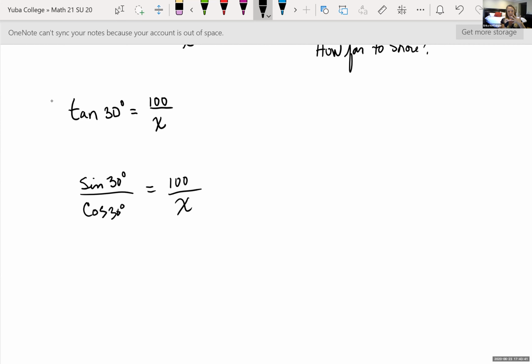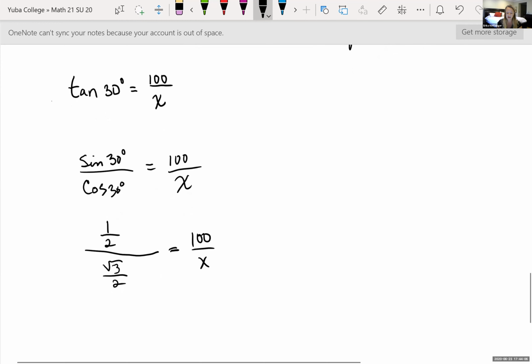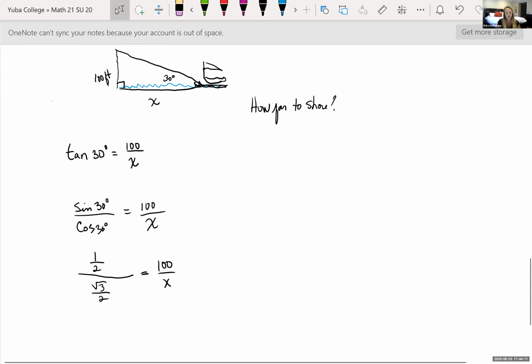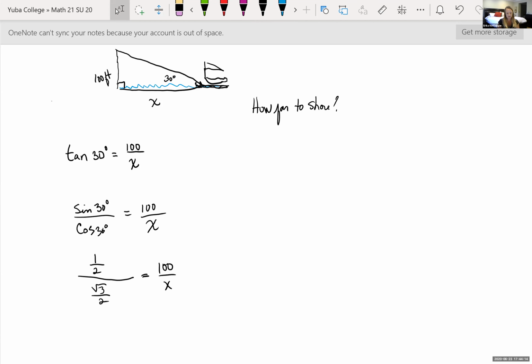Okay, so 30 degrees. Sine is below, that's 1. So this is root 1 over 2, which is 1/2, all divided by cosine of 30 degrees, fingers above, that's 3 of them, root 3 over 2, is equal to 100 over X. So really, if we have a fraction equal to a fraction, we can use cross multiplication to solve. So 100 times. Quick question, why did we divide sine by cosine?